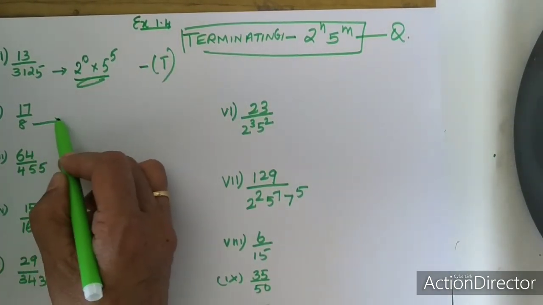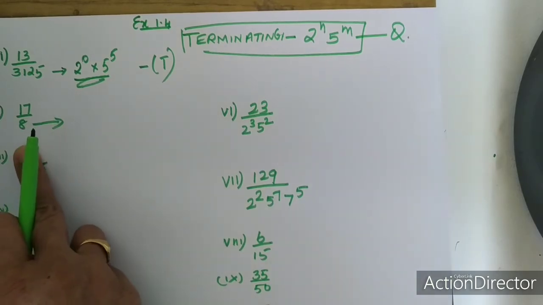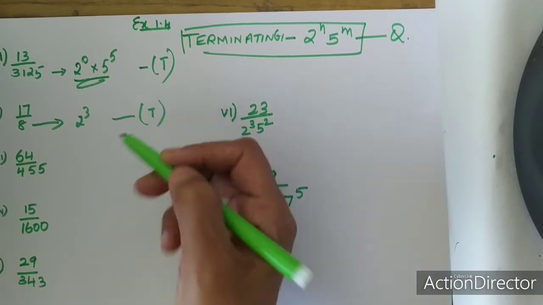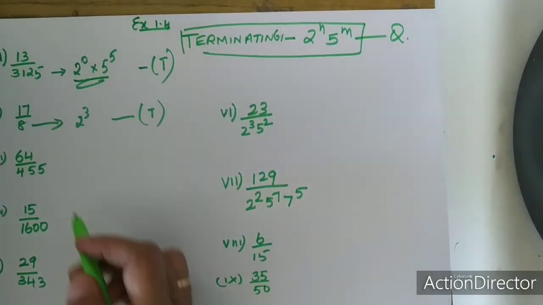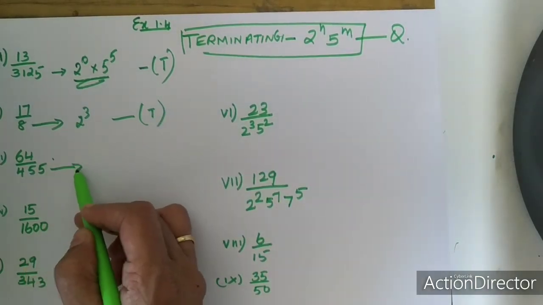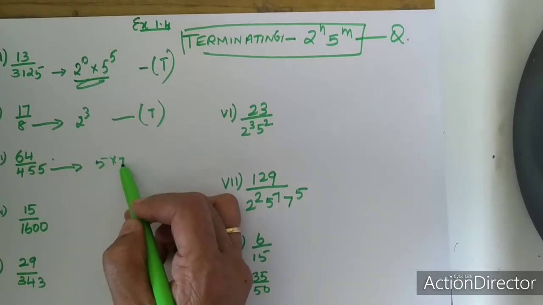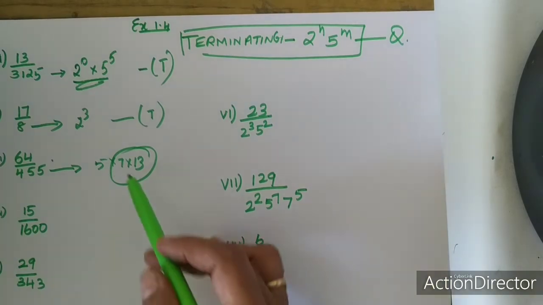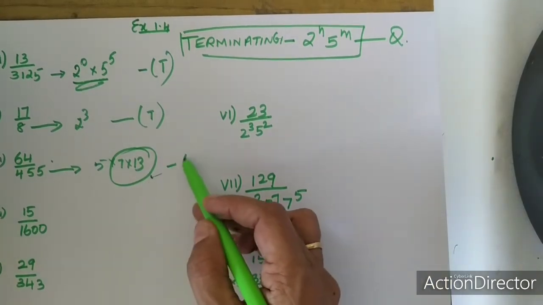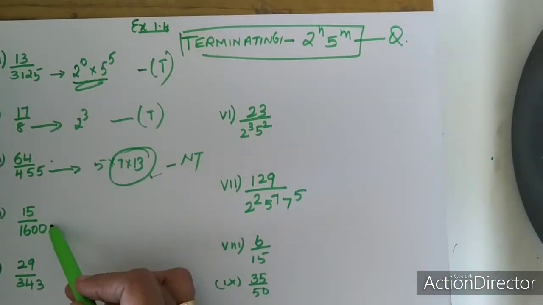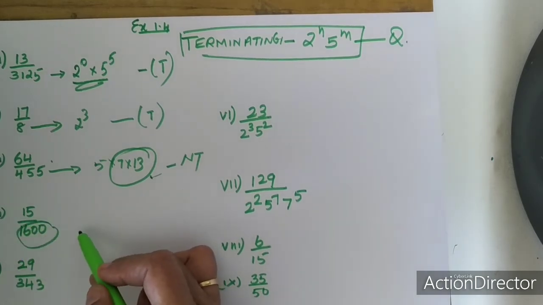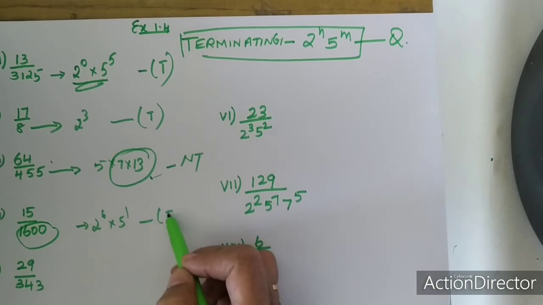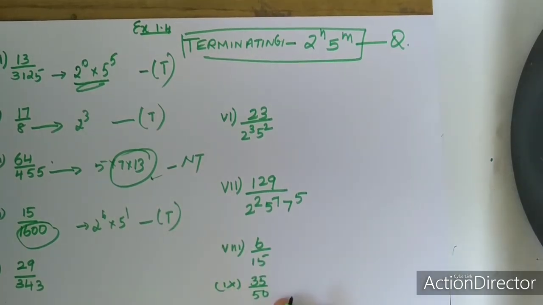What about this? You have to check only the denominator, not the numerator. So 8 can be written as 2 power 3. So it is having the factors only 2. So we can say it is terminating. And this one, 455 can be written as 5 into 7 into 13. We are having 2 extra factors other than 2 and 5, 7 and 13 we are having. So it is not terminating. And 1600 can be written as 2 power 6 into 5 power 1. So it is terminating. You have to prime factorize.